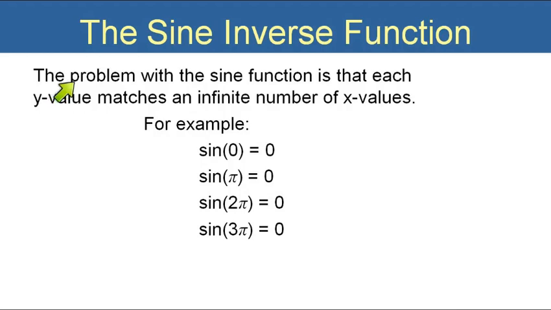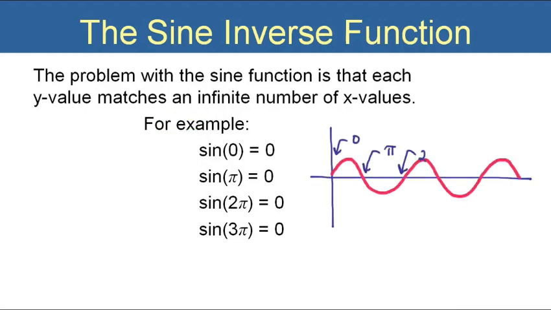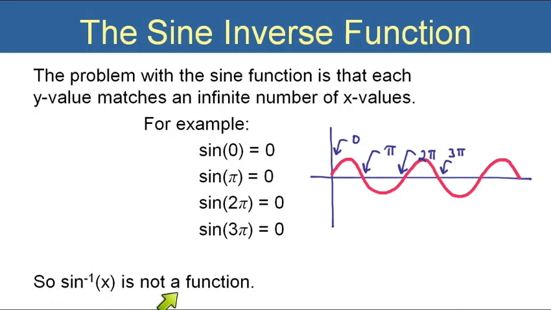Now that shows you the problem with the sine function. The problem is that each y value matches an infinite number of x values. You'll remember, if you think about the graph of the sine wave, that the sine of 0 is 0, the sine of pi is 0, the sine of 2 pi is 0, the sine of 3 pi is 0, 4 pi, 5 pi. We have all of these different x values producing the same y value. That does not keep sine from being a function, but it is going to keep sine inverse from being a function, because when you reverse this, this is now the input, and this one input is matching all these different outputs when you go to sine inverse.